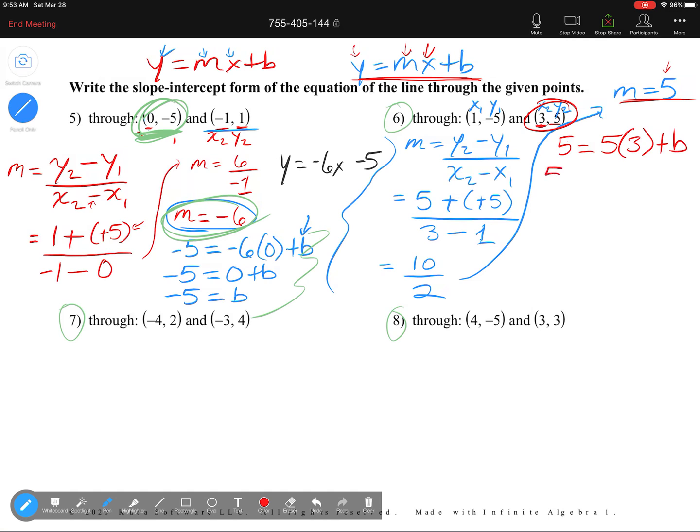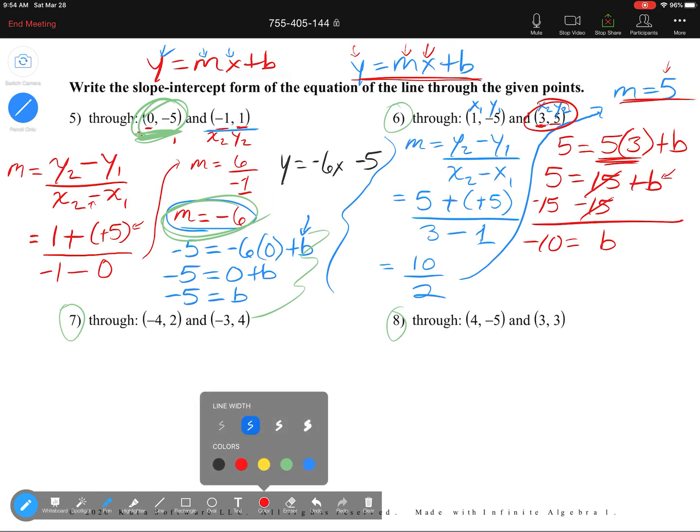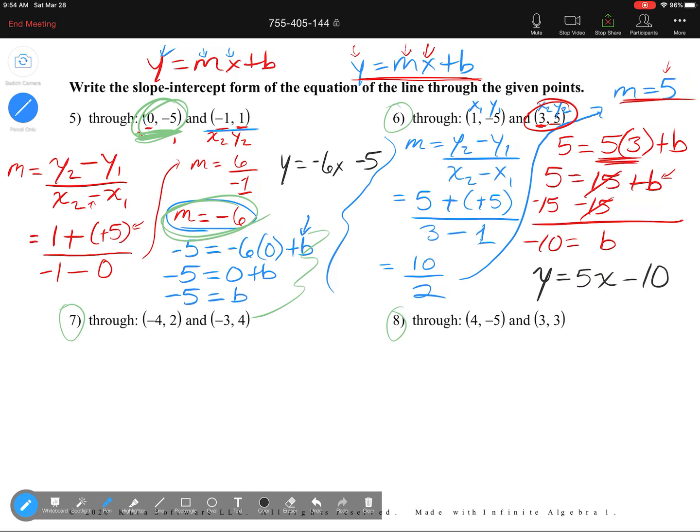Simplifying this further, we end up with 5 equals 5 times 3 is 15 plus b. And then in order to solve for b and get it by itself, we're going to subtract 15 from both sides. 15 minus 15 comes out to be 0, leaving you with just your b that you want by itself on the right side, equals 5 minus 15 is negative 10. Now that we've found m and we found b, we're going to go ahead and write our equation of the line. So y equals 5x minus 10. Again, we just plug them in for our m and our b that we just found.